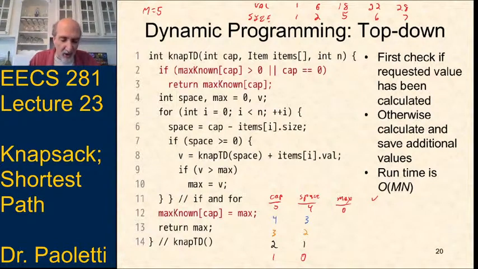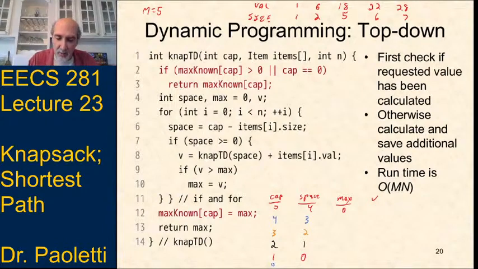Let's make a recursive call. I make a recursive call down here to size 0. I'm getting really small down at the bottom there. Make a recursive call of size 0. Is the max known of 0 greater than 0? No. Is cap equal to 0? Yes, it is. I return 0.